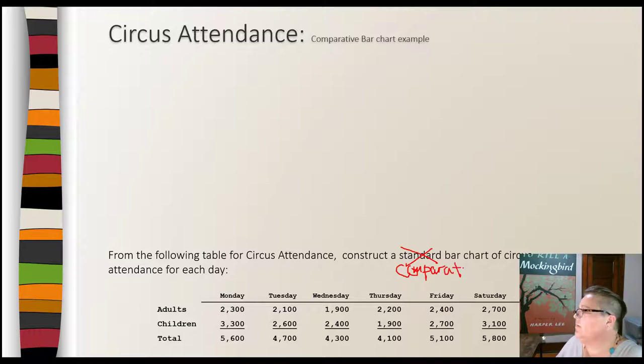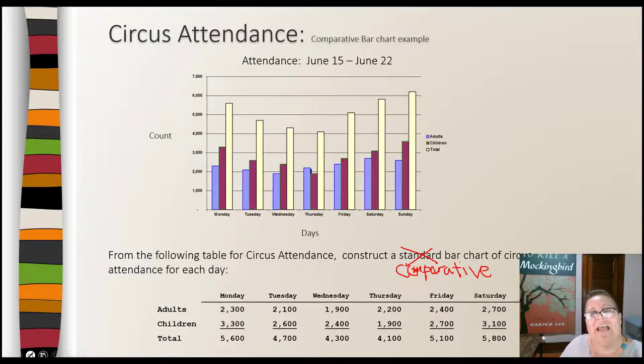Okay. Comparative bar chart of circus attendance for each day. All right, so here's what it's going to look like. For each day, those are going to go across the x-axis. Our count is going to go up the y-axis. And I'm going to include for Monday the count for adults, the count for children, and then the total. So you can see that each day is going to have 3 bars with it because there are 3 categories. So we've got adults, children, and total for Monday, Tuesday, Wednesday, Thursday, Friday, Saturday, Sunday.